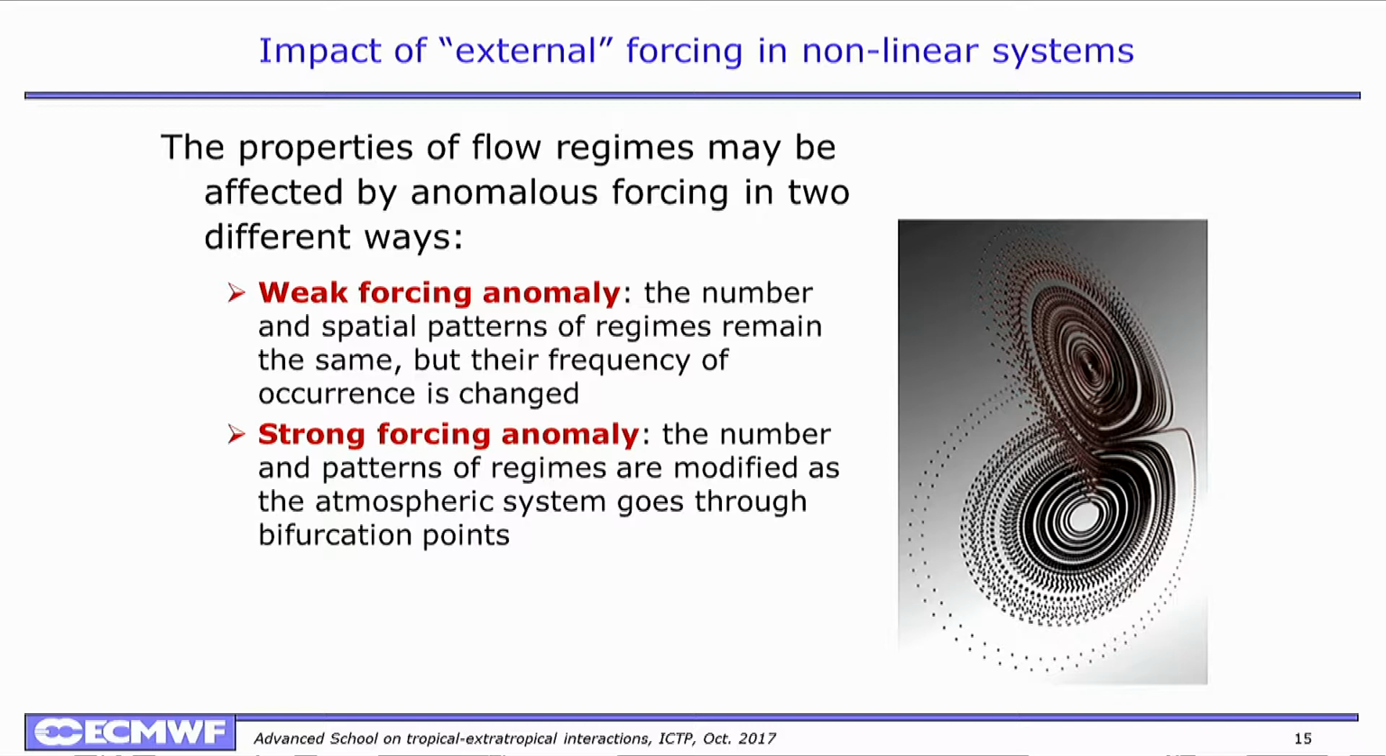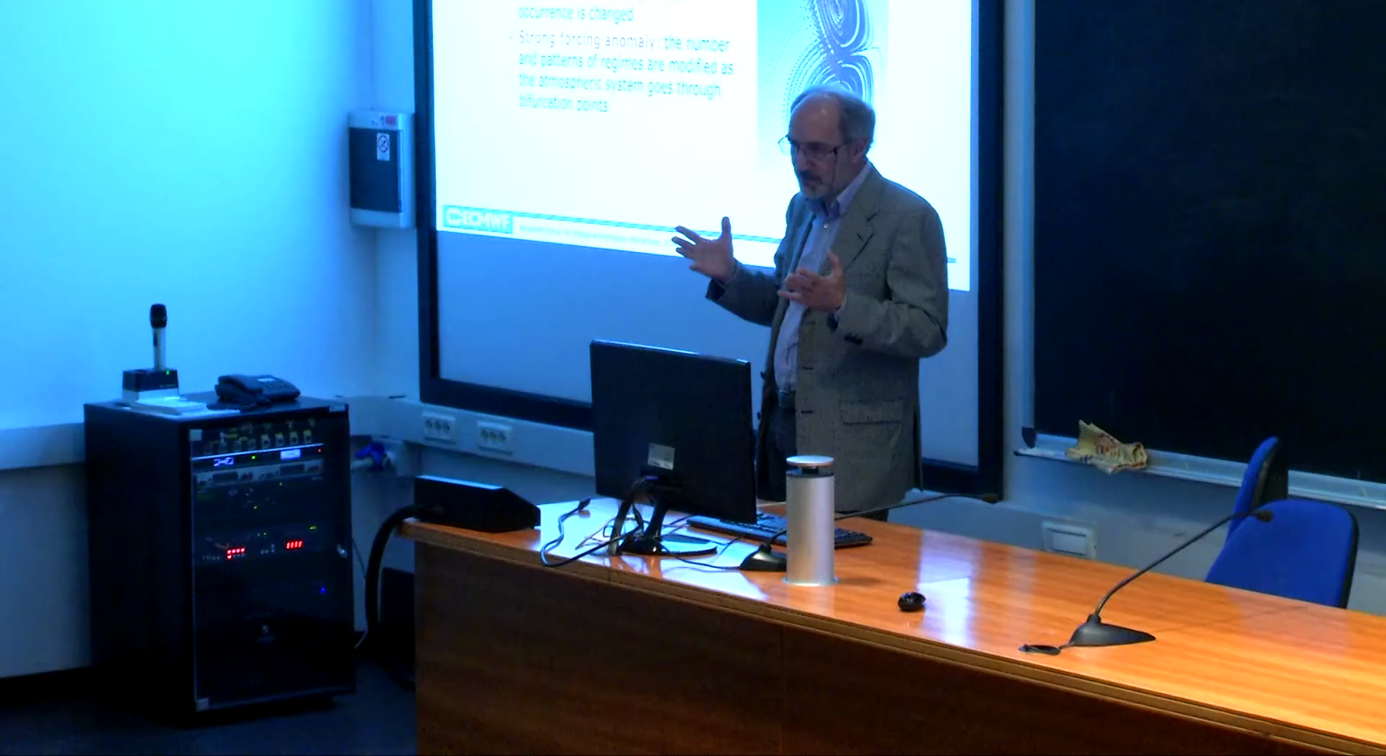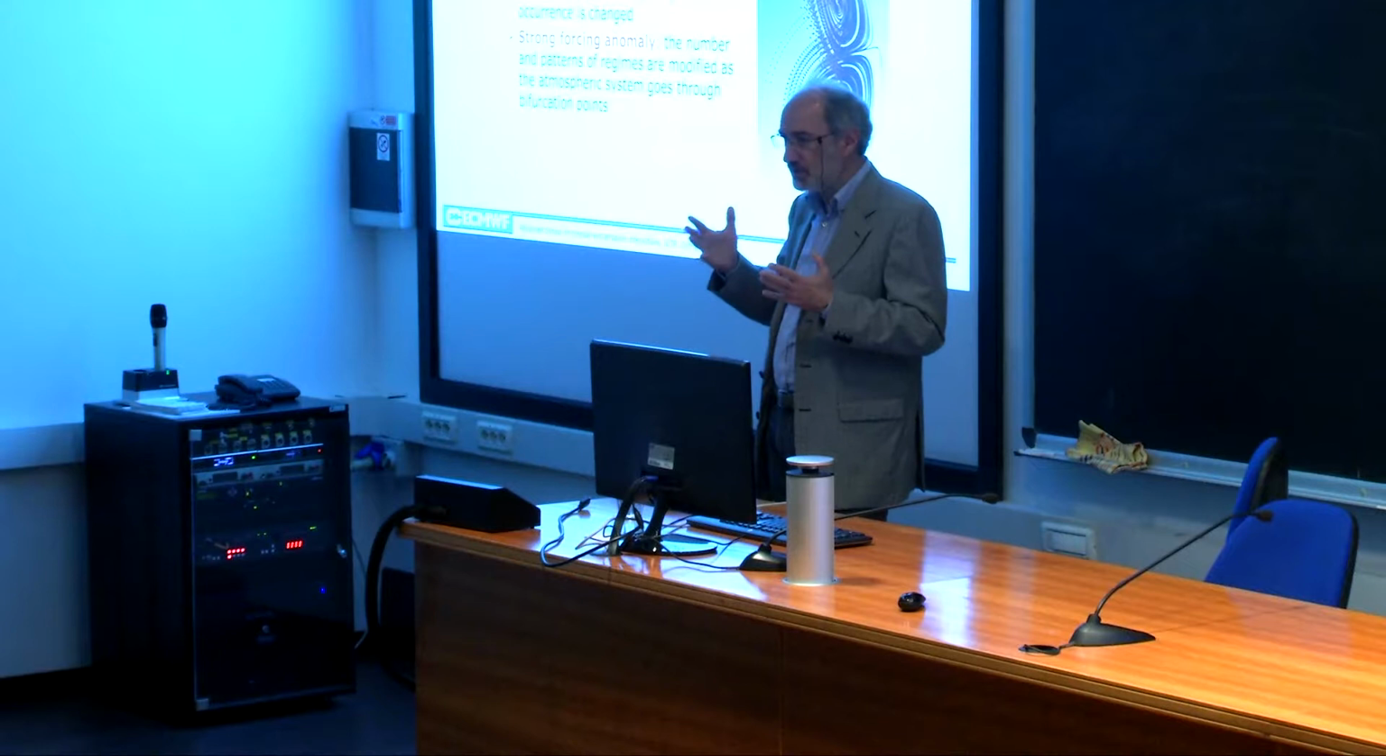And what actually comes out is that if you have a model with strong nonlinearities and flow regimes, and you apply a small anomaly in the forcing pattern, usually what happens is that the regime structure is not changed very much, but what you change is the frequency of occurrence of these regimes.